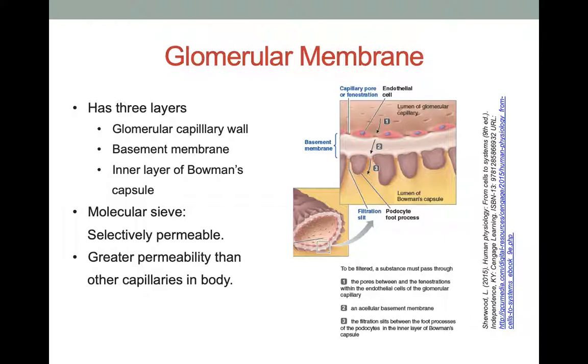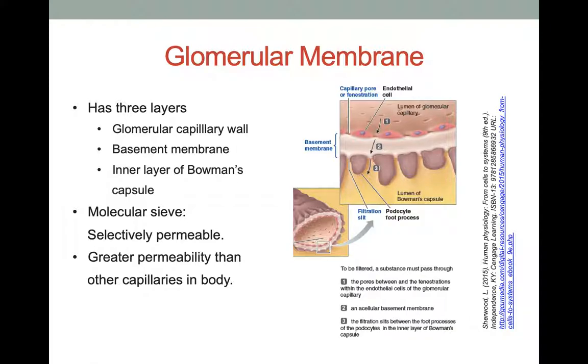Not only do they have traditional pores found between the cells, the endothelial cells themselves are also perforated by large holes or fenestrations that you can see in the picture here.